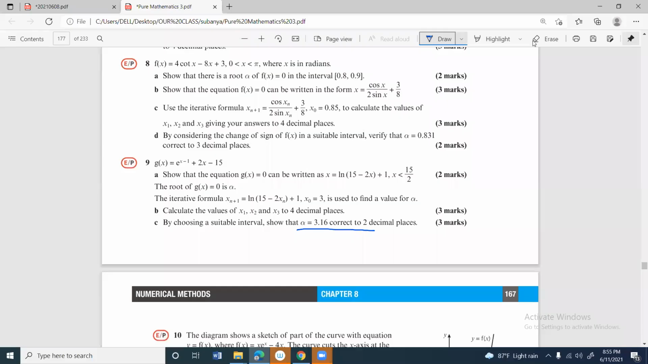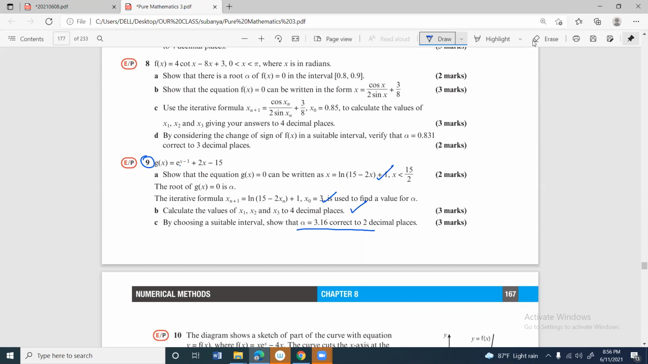Right. If you come across this question, it's a general type of question which is available in the examination. g(x) equals e to the power x minus 1 plus 2x minus 15. Show that g(x) equals 0 can be written in this form. So over here, make e to the power x minus 1 the subject and then get this iteration formula. The root for g(x) equals 0 is alpha. Use the iterative formula, starting from x0 equals 3, to find the value for alpha. So you can find x1, x2, and x3 to 4 decimal places and obtain this answer. That's the same thing we did before.